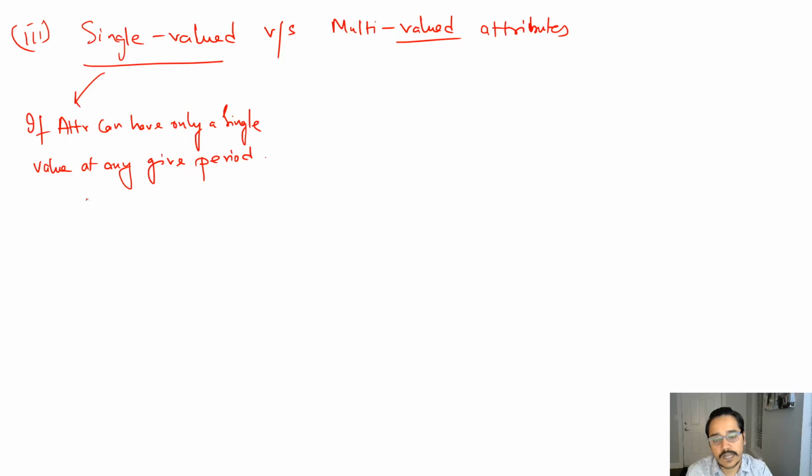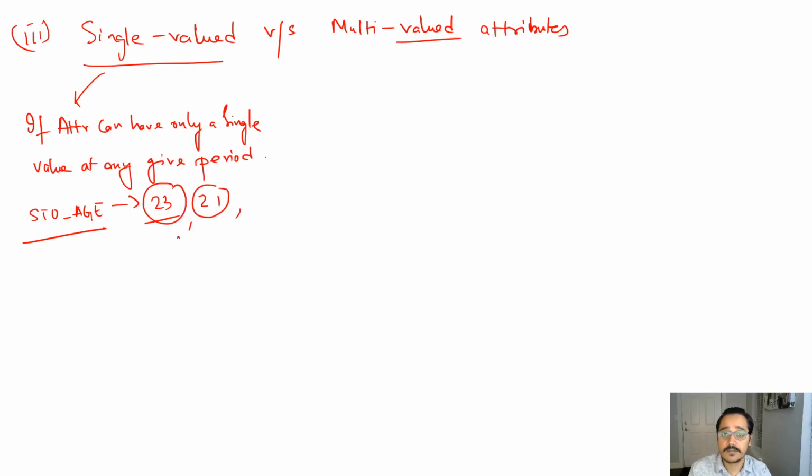Okay, so that means student age is an example of single value, because at any given time there is going to be only one single value for age of any given student. You cannot have a student who at a given point of time their age is 23 and 21 at the same time. That would be some science fiction stuff.